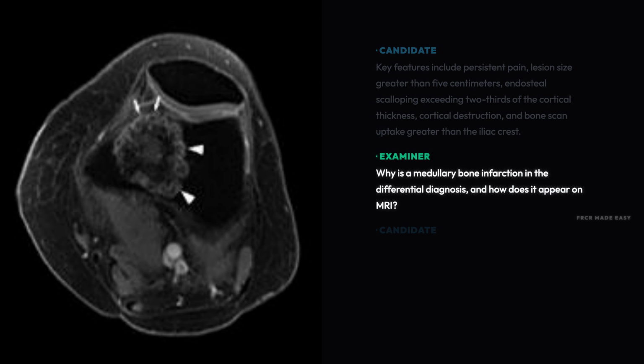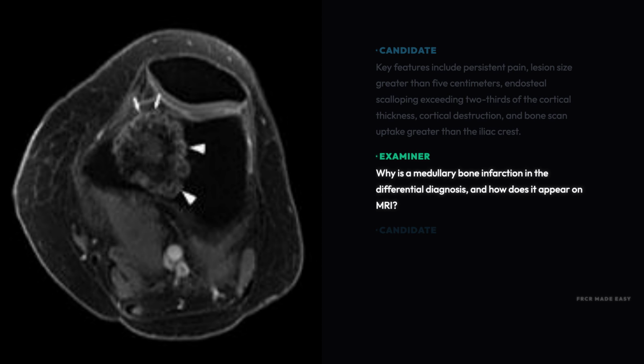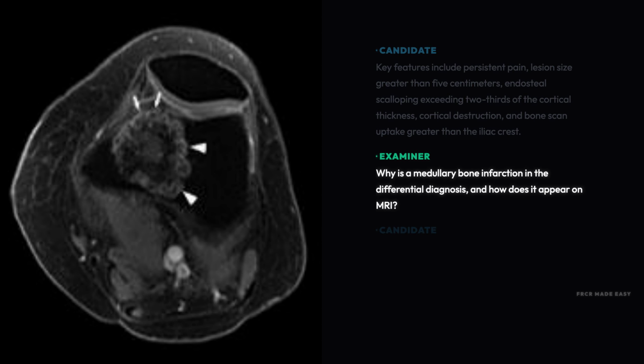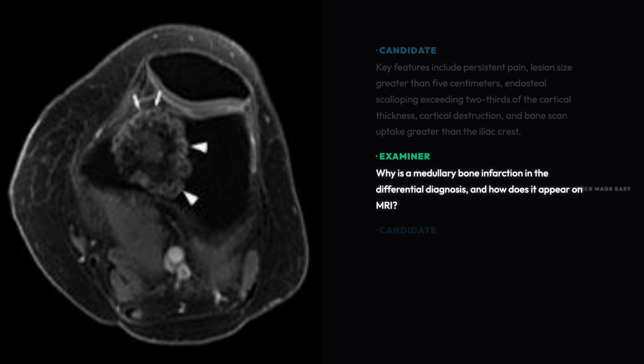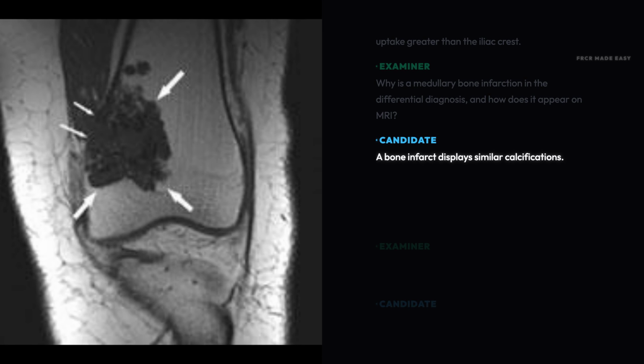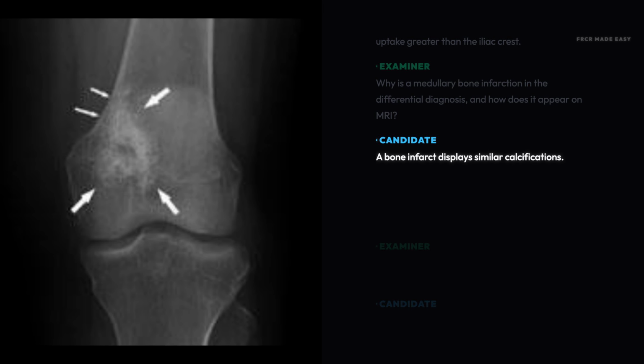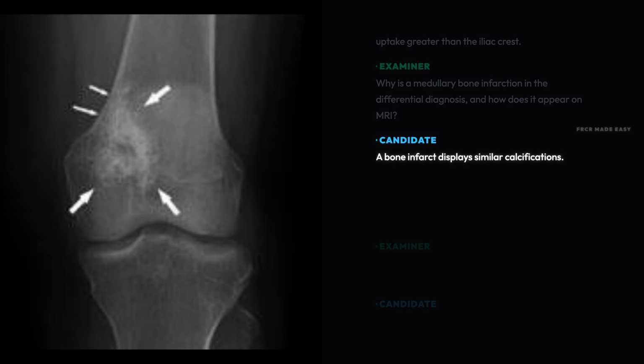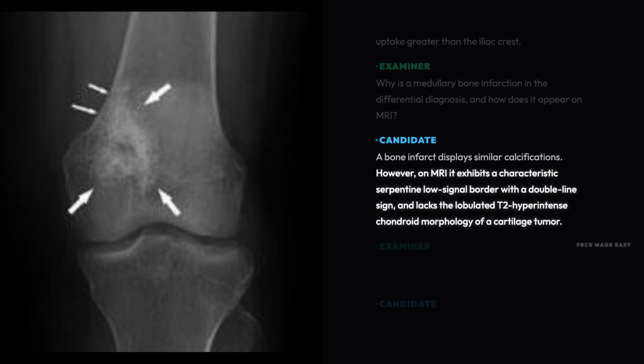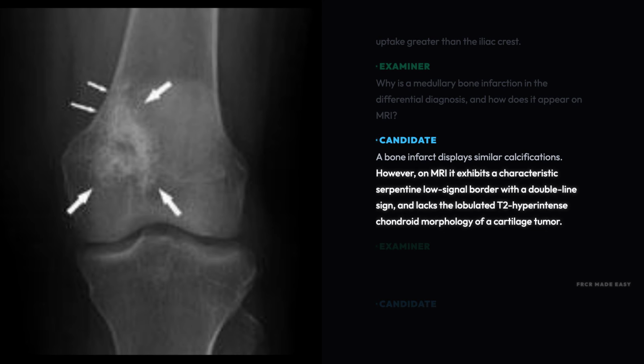Why is a medullary bone infarction in the differential diagnosis, and how does it appear on magnetic resonance imaging? A bone infarct displays similar calcifications. However, on magnetic resonance imaging, it exhibits a characteristic serpentine low-signal border with a double-line sign, and lacks the lobulated T2 hyperintense chondroid morphology of a cartilage tumor.